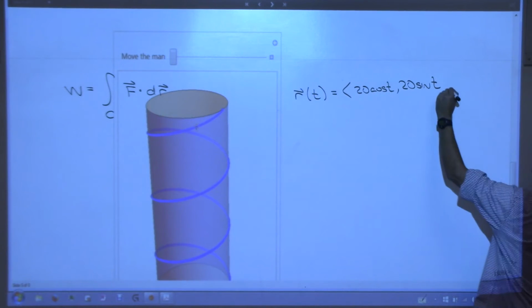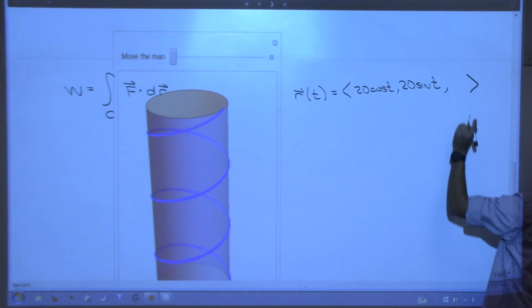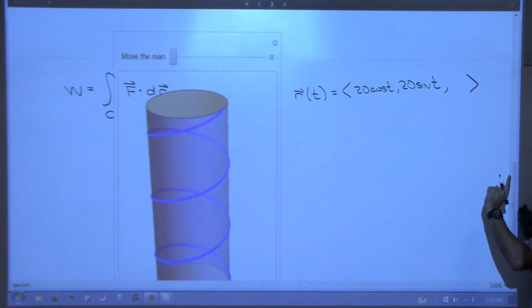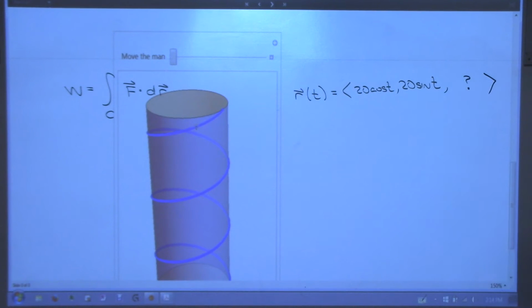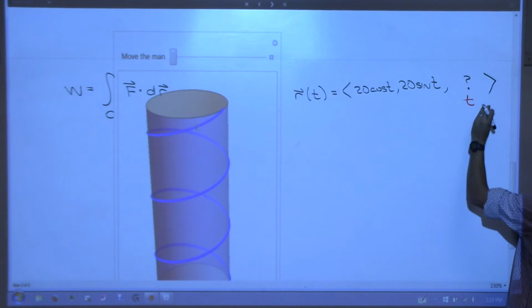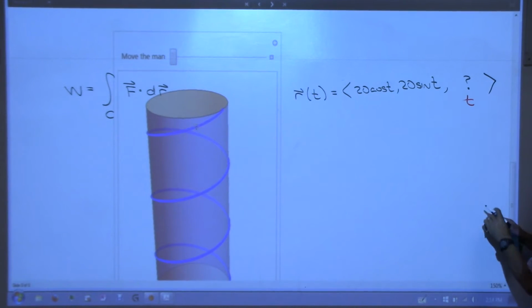Okay? So I'm hearing t. I'm almost there with you. Here's the kind of catch to it. I'm going to put a question mark right here for a second. Let's think about this. This component of the vector function tells me how high I'm going to be, right? So if I put t there, I don't know if this is going to work, what is my restriction on t?